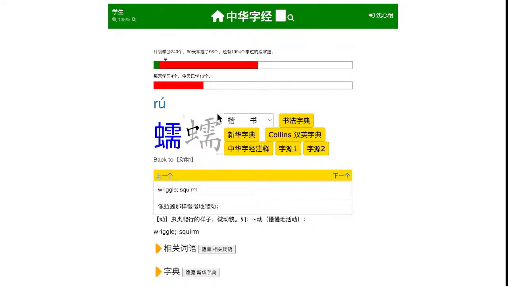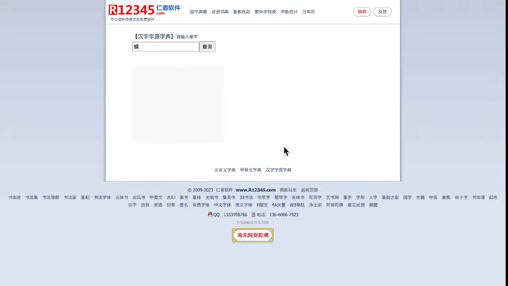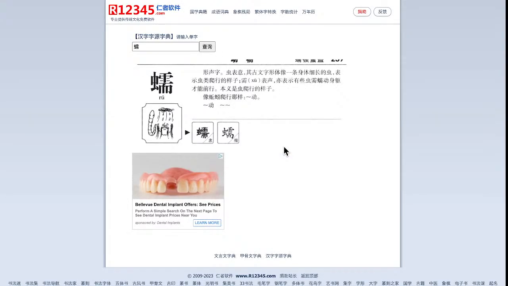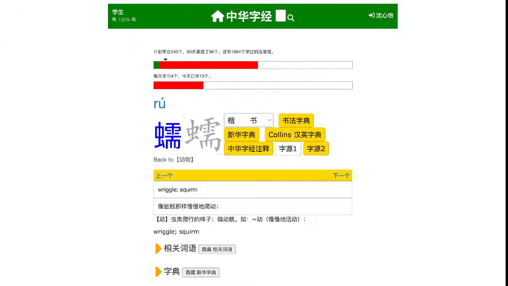蠕 is a 形声字. That means there is a part to represent its meaning and a part to represent its sound. Basically, it's like a worm's movement, swinging its tail, wiggling its body. That's called 蠕. Wiggle or squirm. Wiggle. 蠕.